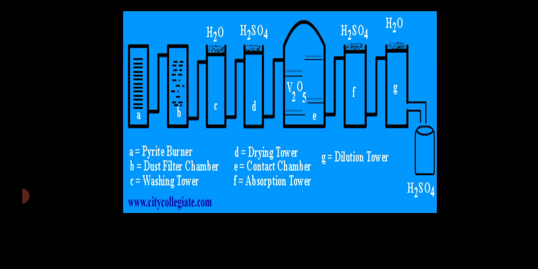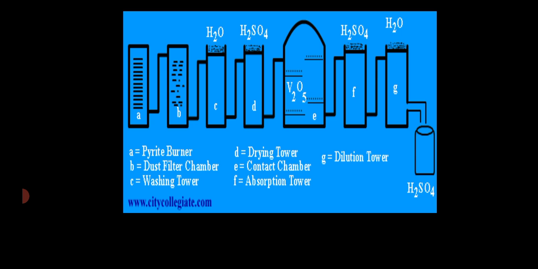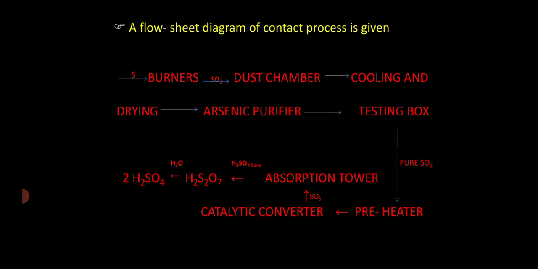Then we have the arsenic purifier. The arsenic purifier is not shown here, I am just telling you. It consists of gelatinous ferric hydroxide, which absorbs any impurities of arsenic oxide present in the gases, because arsenic impurities would make the sulfur dioxide poisonous. Then we pass it through a testing box.